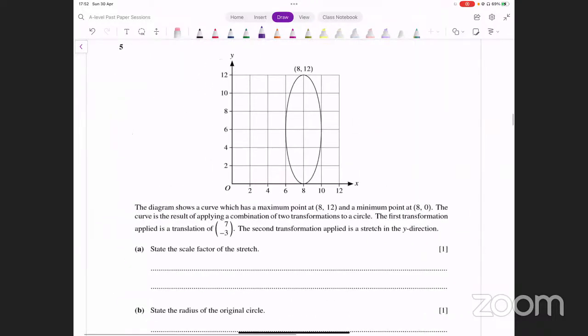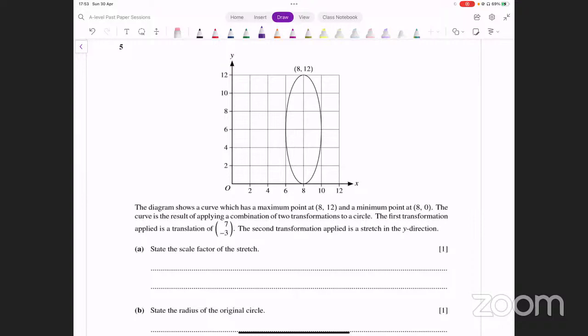Question number 5. Now this is the diagram shows a curve which has a maximum point at 8, 12 and a minimum point at 8, 0. The curve is the result of applying a combination of two transformations to a circle. The first transformation applied is a translation of 7, minus 3. The second transformation applied is a stretch in the y direction. State the scale factor of the stretch.